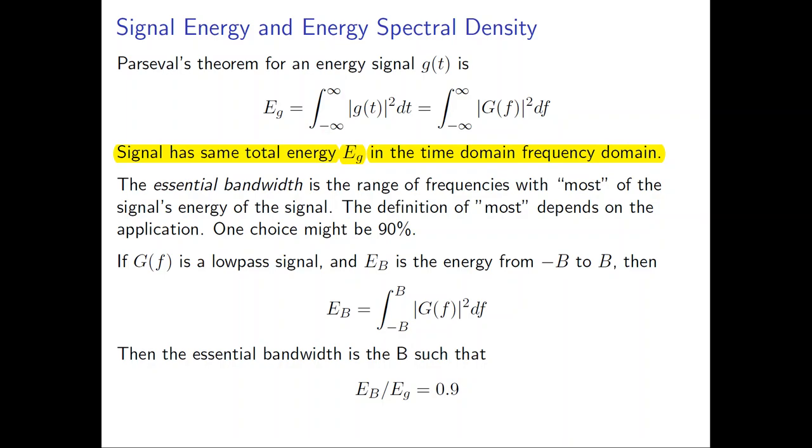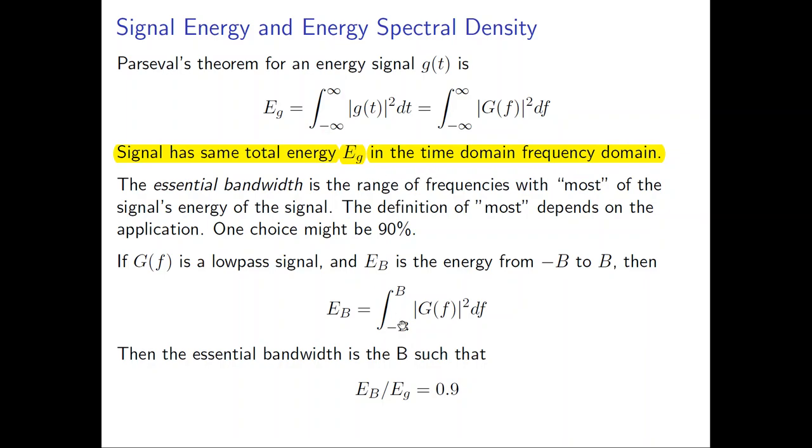We also have what we call essential bandwidth, which is the range of frequencies with most of the signal's energy in it. The definition of most depends on the application, so we can define most as 90%. So we say the essential bandwidth corresponds to 90% of the energy of the signal. How do you define it? What's the corresponding energy to it? We call it, instead of EG, EB. Now the integration is not from minus infinity to infinity, but from minus B to B of the function in the frequency domain, and B is such that EB is equal to 90%.